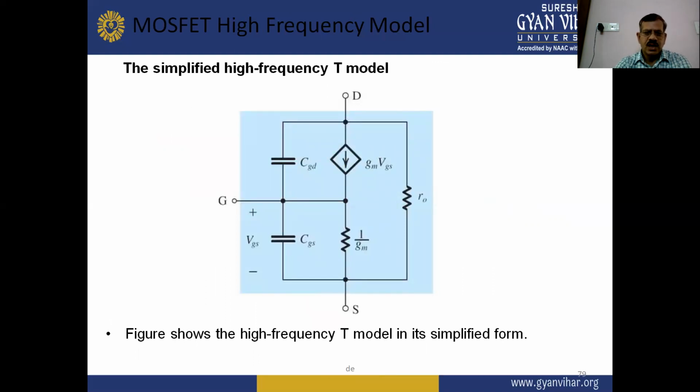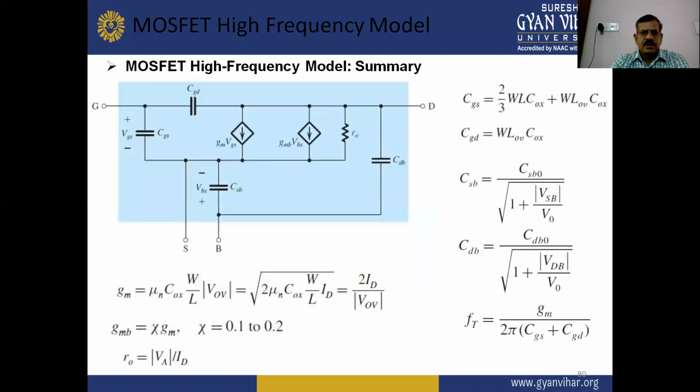The figure shows the high frequency T model in its simplified form, and also the MOSFET high frequency model summary here. So there are different values of transconductance and different capacitances of the MOSFET amplifier given here.